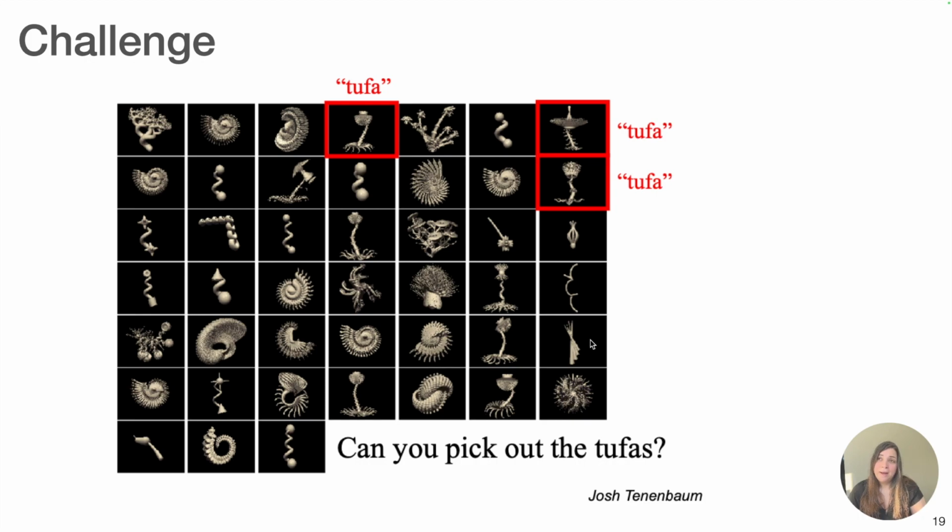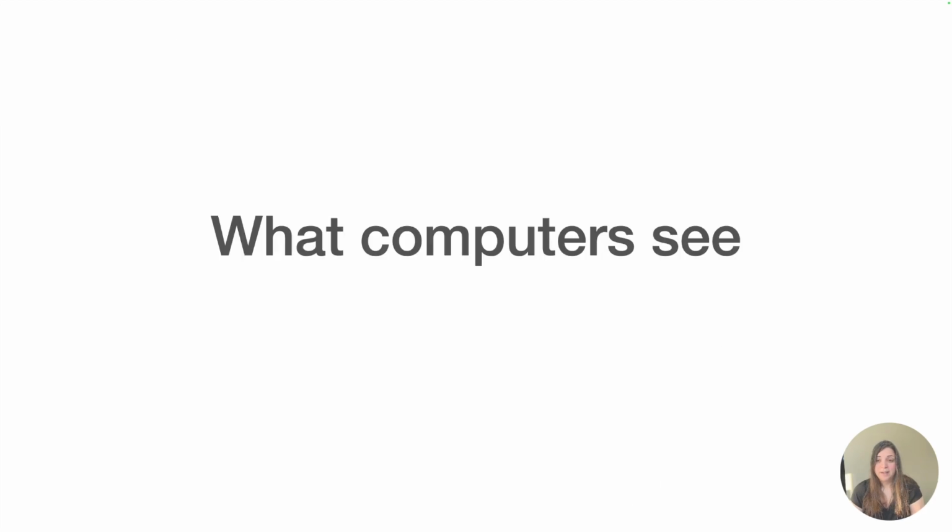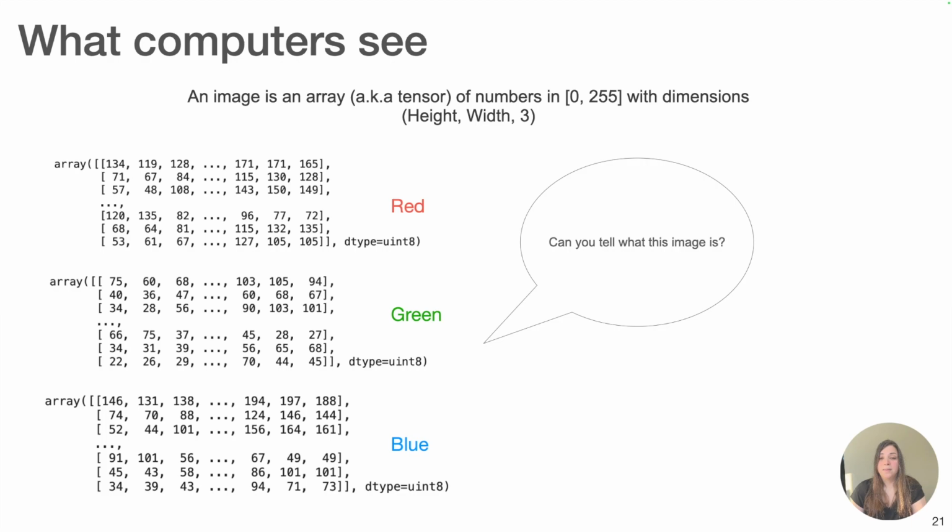However, in order for us to actually encode this information into a machine, how shall we tell a machine these are the tufas, these are not tufas, and so on? How can we tell that to a machine? So that is a challenge that we need to go about. And to do that, first let's see how computers see, what computers see when they actually store an image.